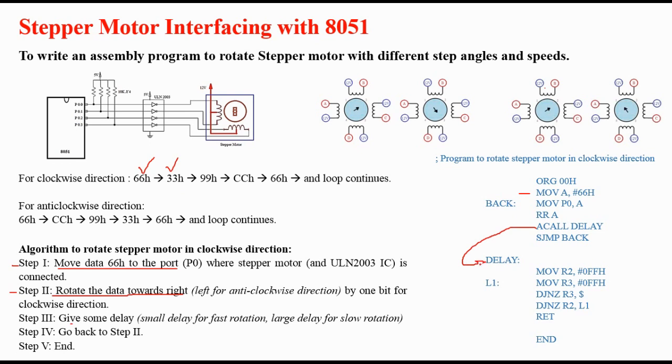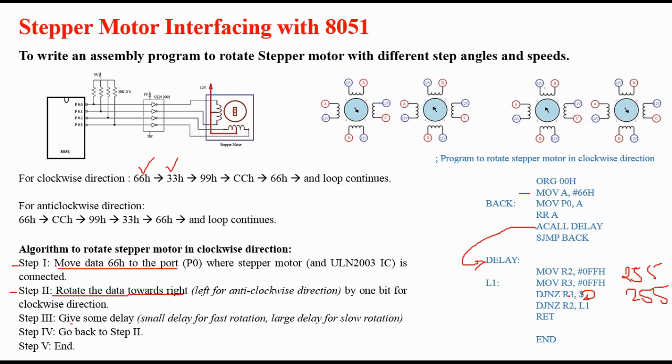The pointer will jump to this location, delay, because delay is called. Then MOV R2, #0FFH and MOV R3, #0FFH, meaning R2 and R3 will contain 255 in decimal, because the value of FF in decimal is 255. Then DJNZ R3, $, meaning the content of R3 will get decremented by 1 and checked whether it is 0 or not. If it is not 0, then $ means the pointer will jump to the same instruction only. In this way the content of R3 will be decremented.